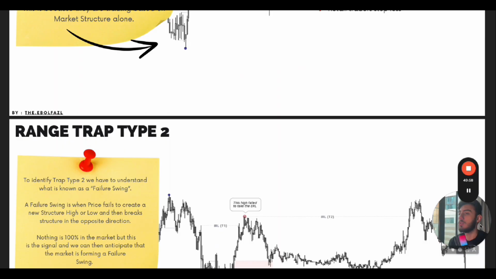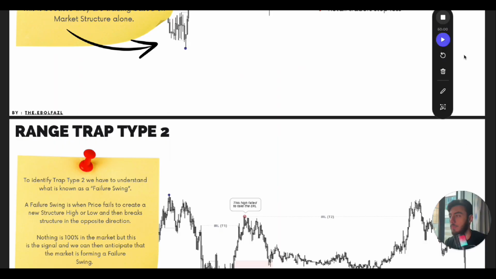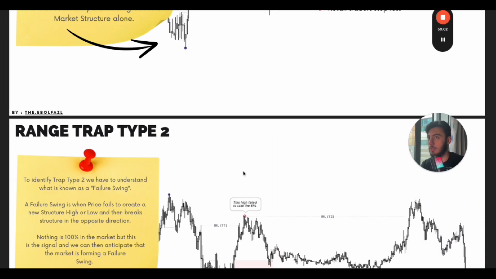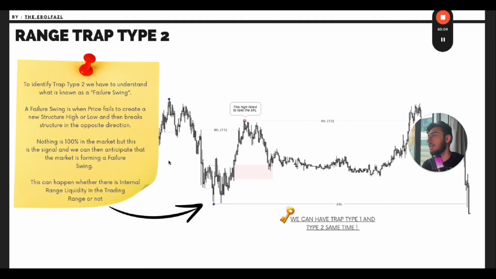Now we're going to dive into range trap type 2. So to identify trap type 2, we have to understand what is known as a failure swing. So what is a failure swing? A failure swing is when price fails to create a new structure.